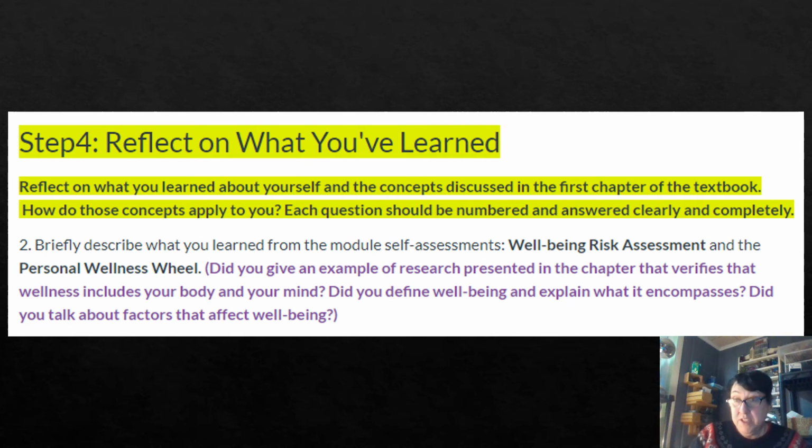Step 4, so question number 1 was, what do you want to work on and why? Step 4 is to think about what you learned about yourself from the well-being risk assessment and the personal wellness wheel. What I will be looking for is, did you give an example of what was found in the chapter? So you're tying in your reading and the application it has for you personally.